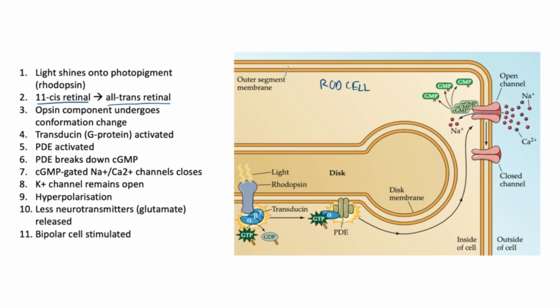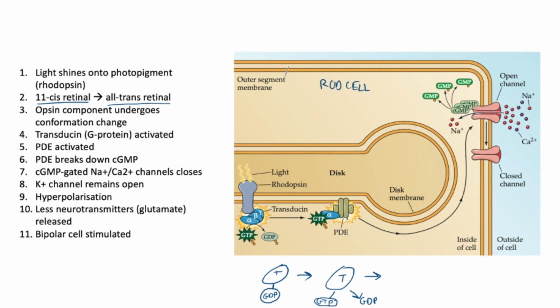And this conformational change will activate transducin. Okay, and transducin is a G protein. When transducin gets activated, let me just show you here, transducin is initially bound to GDP. When it gets activated, the GDP gets replaced by GTP. Then, as you can see here, the alpha subunit of transducin bound to GTP goes along and binds to phosphodiesterase.